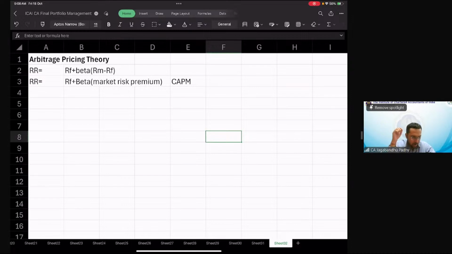Now, arbitrage pricing theory takes it a bit ahead, and it says that instead of looking at the market as one whole reason for the return of the security, it's better to break down what causes the market to move, right? So it could be multiple factors.